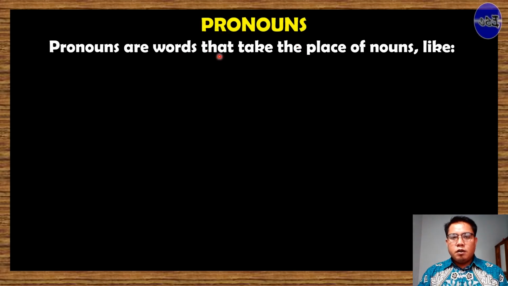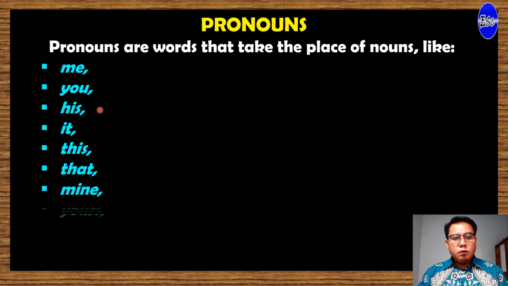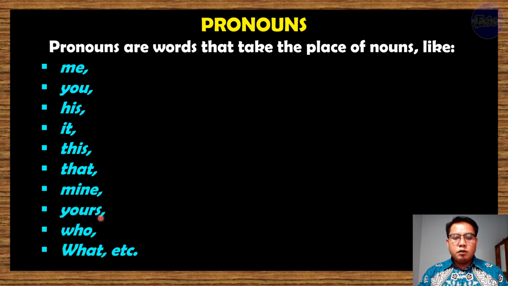Pronouns are words that take the place of nouns. They represent nouns. Here are some examples of pronouns: me, you, his, it, this, that, mine, yours, who, what. Specifically, there are pronouns as subject, as object, as possessive adjective, as possessive pronoun, reflexive, demonstrative pronoun, and so on. But again, if you are a beginner to intermediate, this is just an introduction.